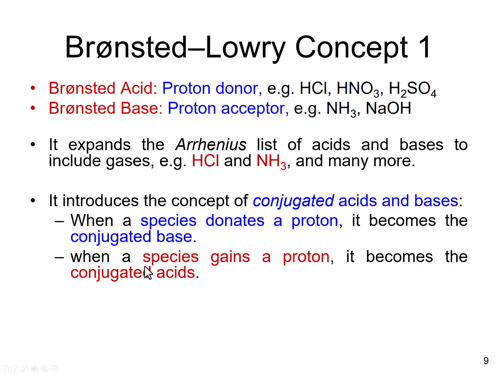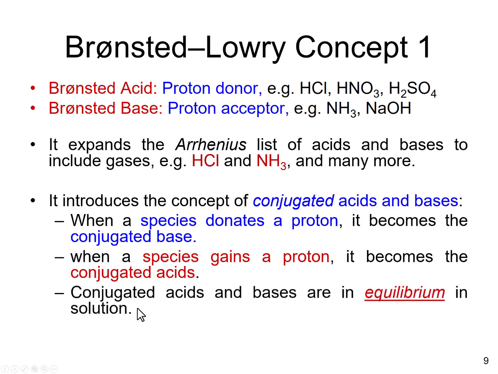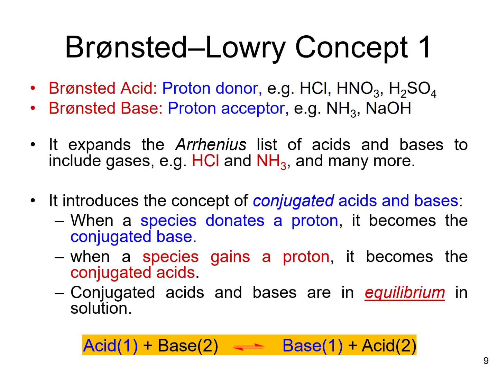On the other hand, a species which gains a proton, which is your Brønsted base, becomes the conjugate acid. So this concept is useful, and conjugate acids and bases are always in equilibrium in solution. In fact, most reactions you can already remember are equilibrium reactions. So here we can see a very generic chemical equation involving acid and base chemistry.